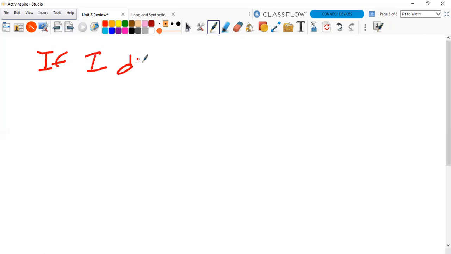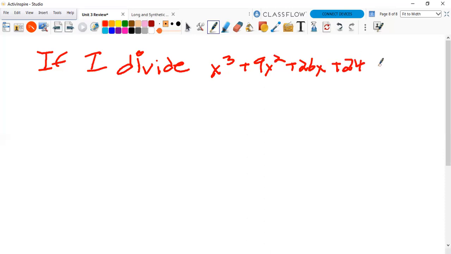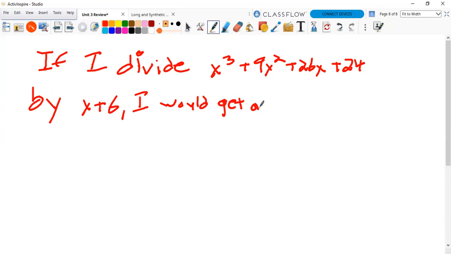So if I divide x cubed plus 9x squared plus 26x plus 24 by x plus 6, I would get a remainder of, let me actually do the math real quick. I said 8 in class. I just made it up off the top of my head. Let me see what remainder I would get.